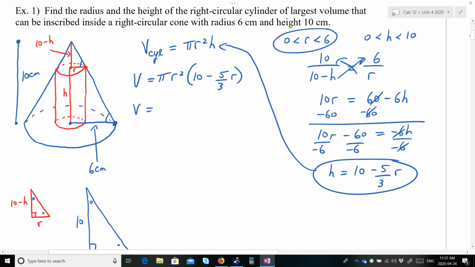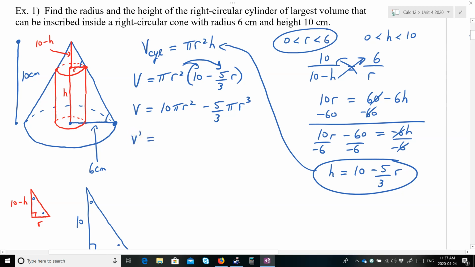So first of all, the volume function, if we kind of clean it up a little bit, is 10 pi r squared. And then here we are going to get minus 5/3 pi r cubed. Okay, and so then we have to take the derivative of that, find where it equals 0 and where it does not exist, if possible. And those will be the critical points. And then we test the critical points and the endpoints.